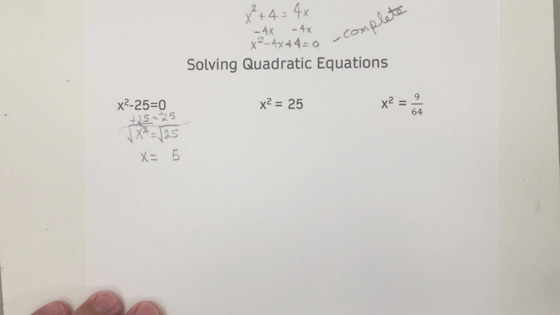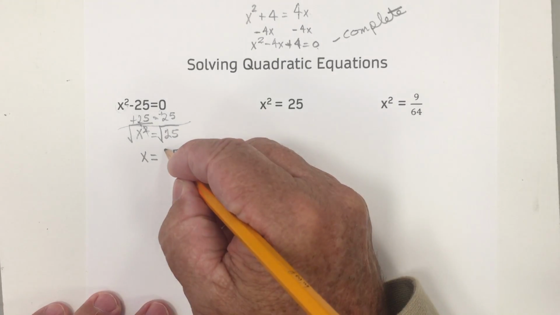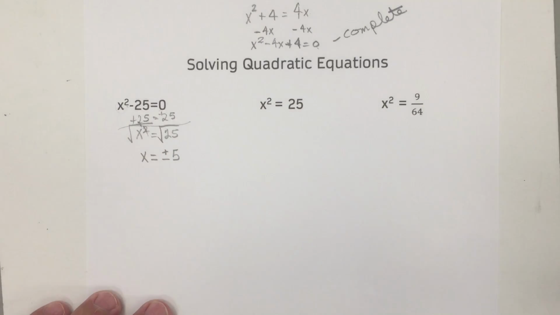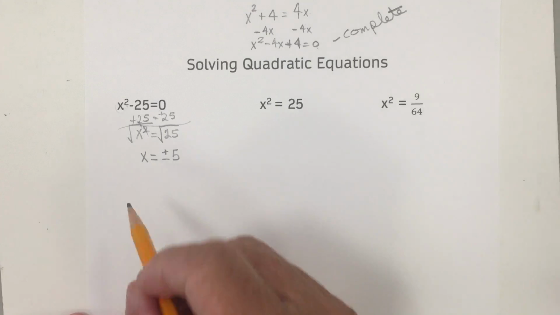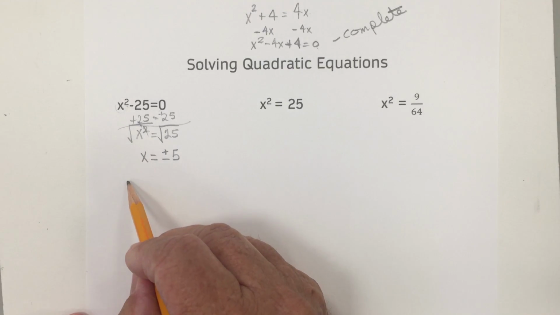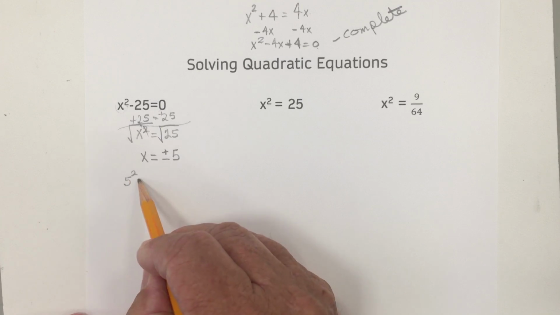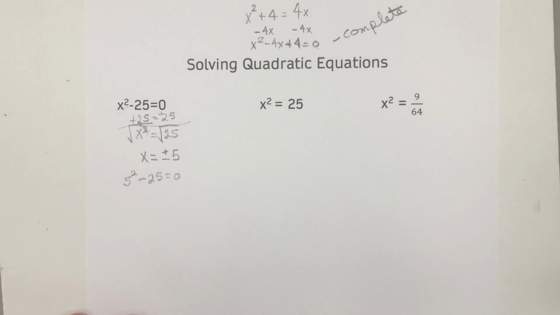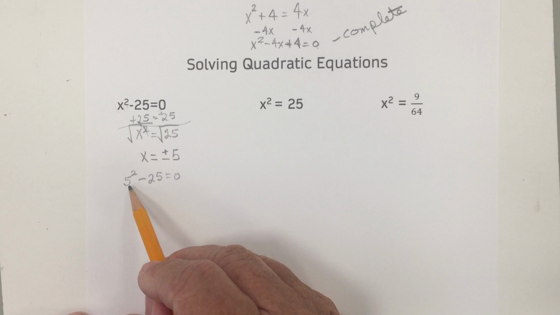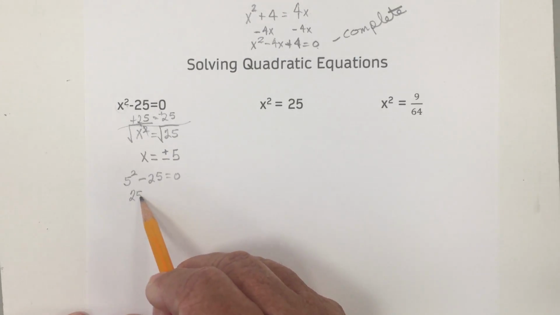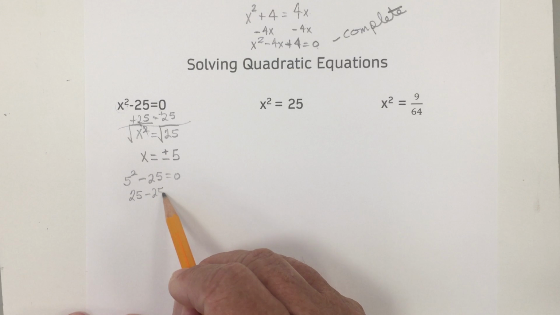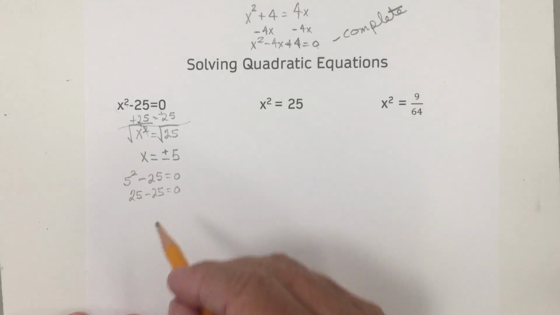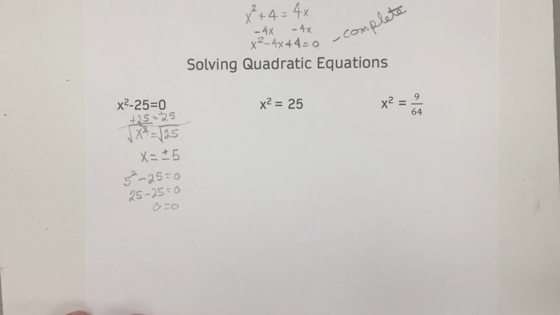5. But is that the finished answer? Here's the new thing. Please write this down. This will be a plus or minus 5. What? Well, let's put it back in there. Let's do our check: 5 squared minus 25 equals 0. All right? So we have that on our paper. So we have 25 minus 25 equals 0. So that makes sense. 0 equals 0. Okay, that's good.